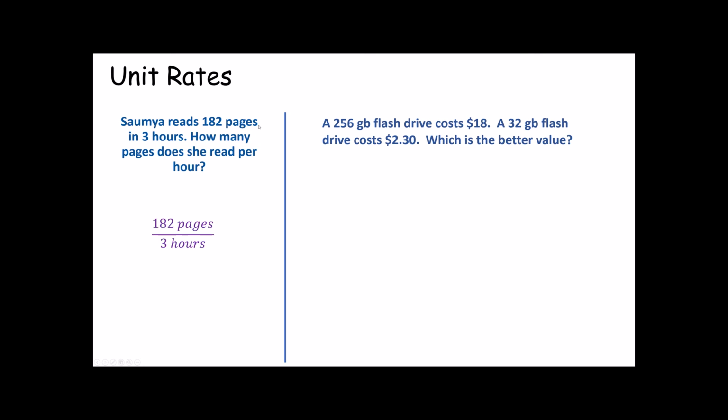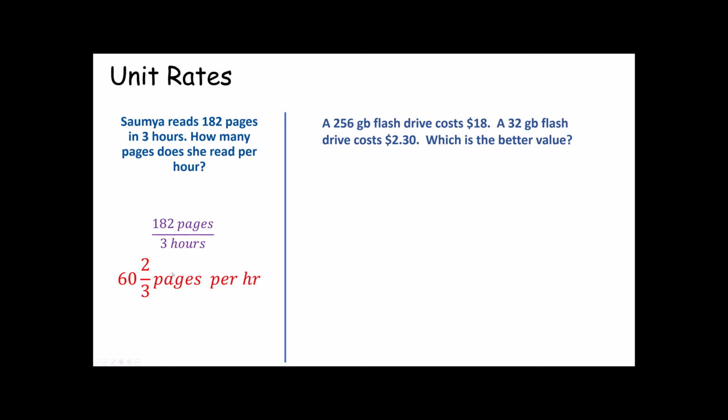Notice the item that comes first, the pages, goes on top, and the hours goes on bottom. And when we want to write this as a unit rate, what we're saying is how many pages does she read in 1 hour, or how many does she read per hour? If she reads 182 pages in 3 hours, then we can divide 182 by 3 to discover how many pages she can read in 1. 60 2/3 pages in 1 hour.